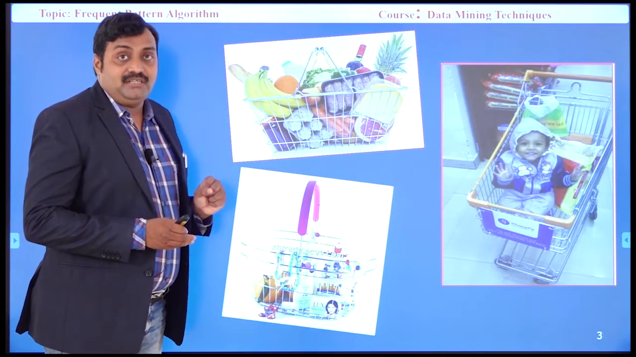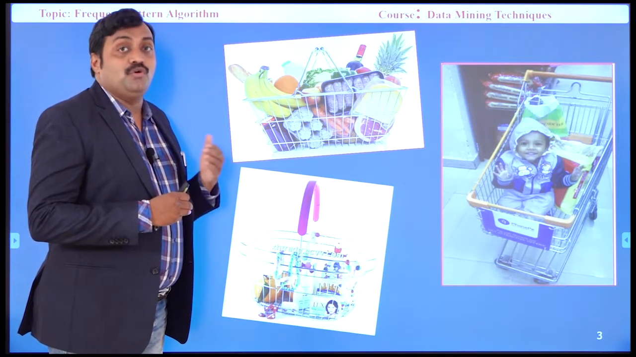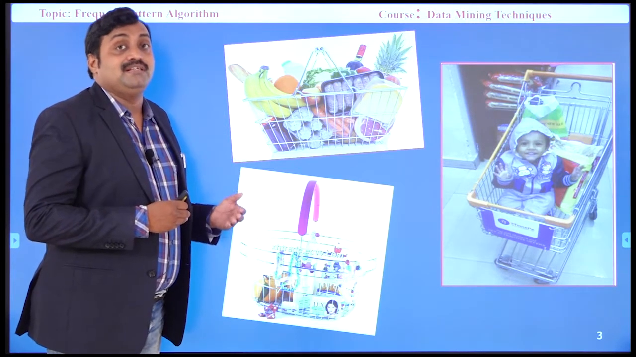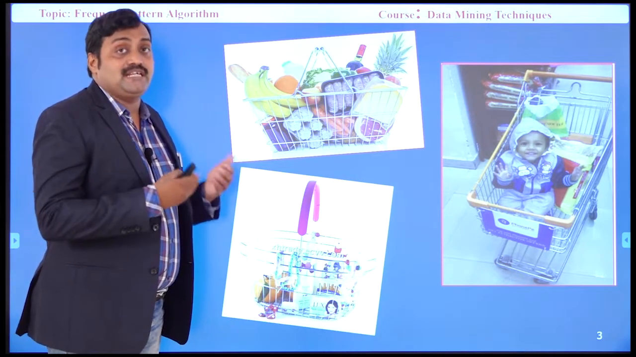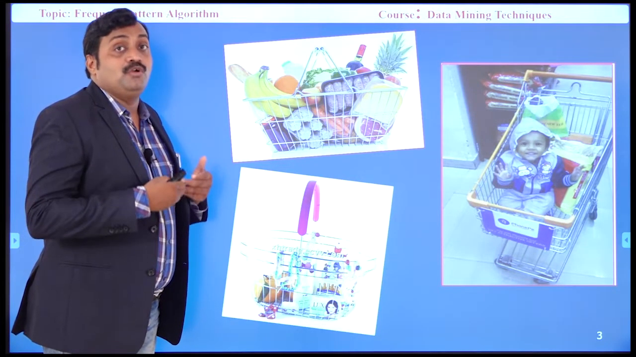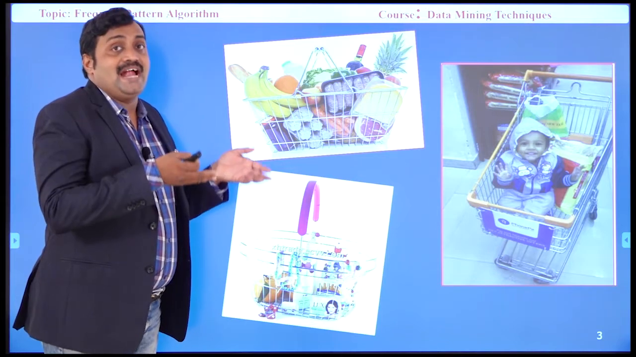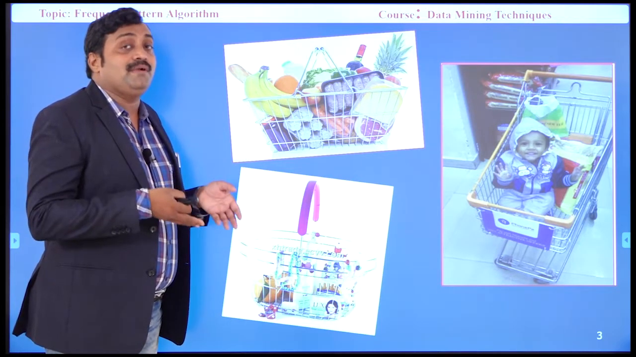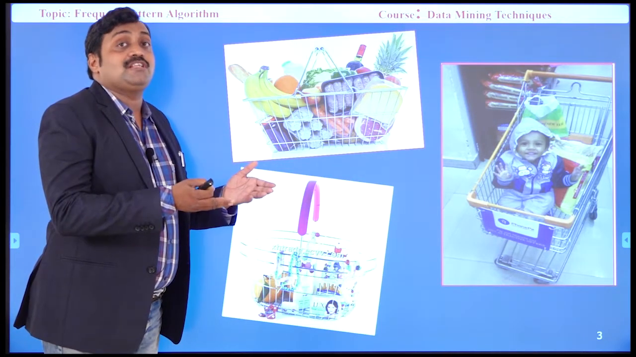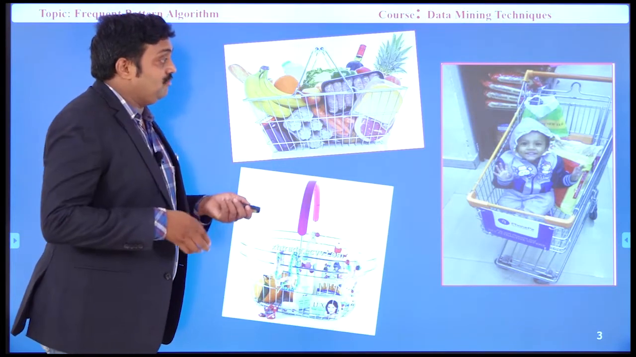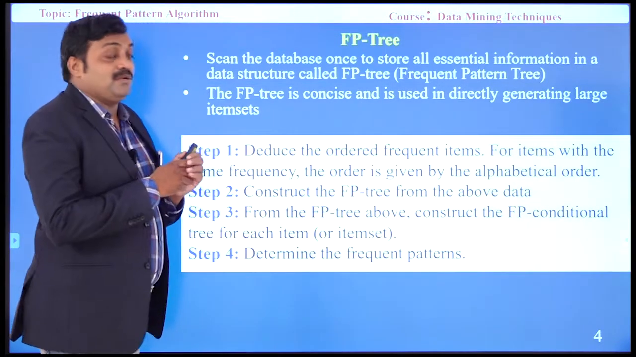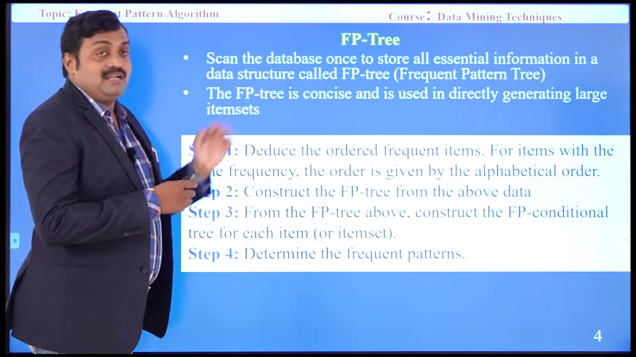I want to identify which items are sold more and to what kind of customer. Then I try to maintain those items in my supermarket to improve my sales. Whenever my sales improve, automatically profit also increases. Okay. Now today we are going to discuss the frequent pattern tree.